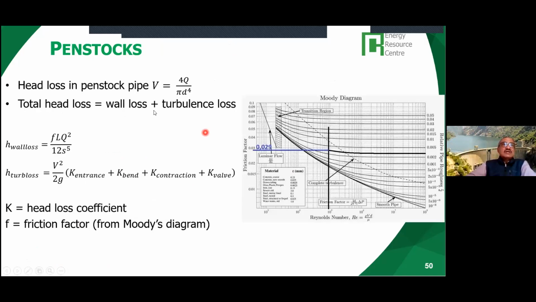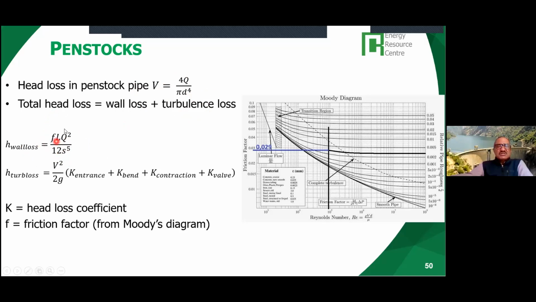of the penstock. But another factor you have to consider is the head loss. Again, like we did in the tunnel, the head loss in the pipe is important. When you do the head loss in the pipe, the velocity is based on this one. And the total head loss is wall loss plus turbulent loss, losses due to friction of the penstock walls and the turbulence.